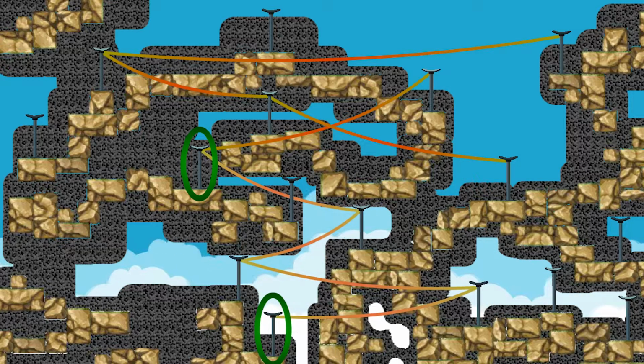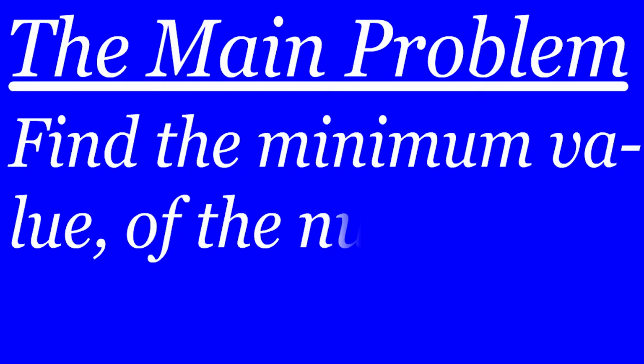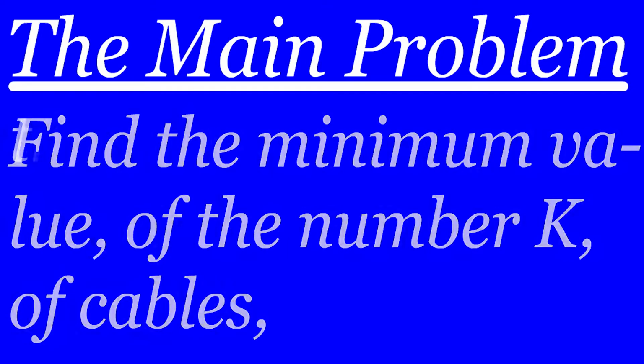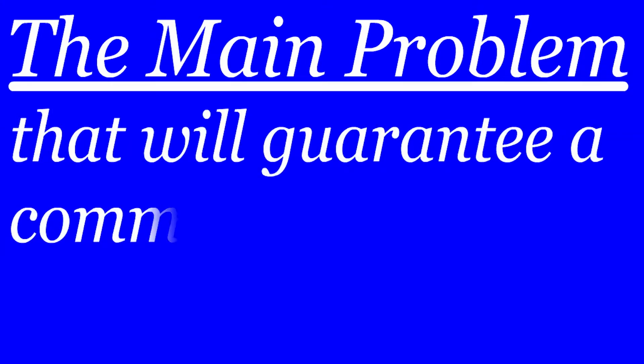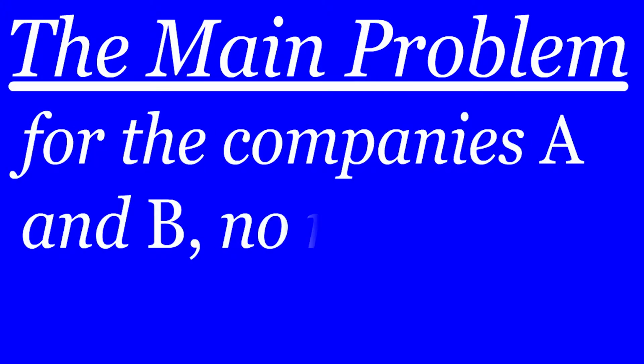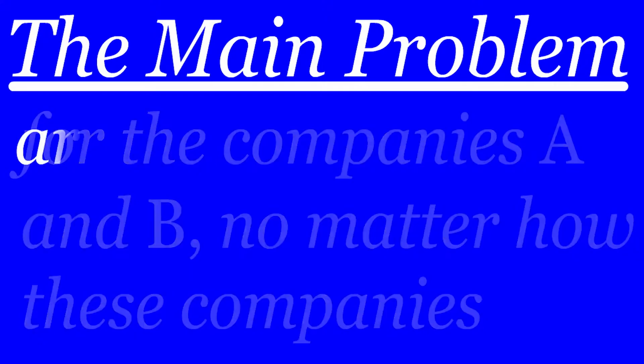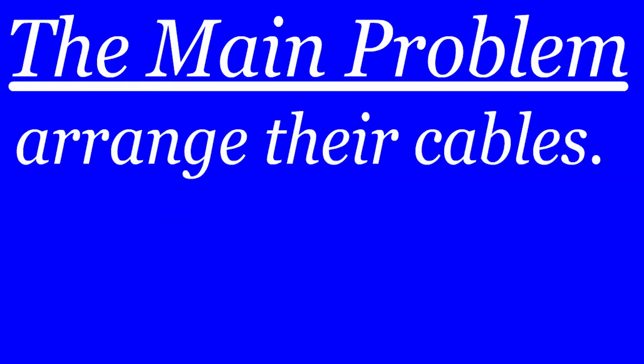This brings us to the main question in this challenge. We have the following main problem. Find the minimum value of the number K of cables that will guarantee a common transportation for the companies A and B, no matter how these companies arrange their cables.